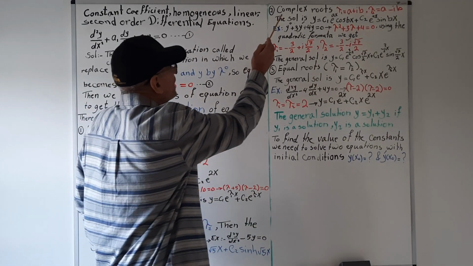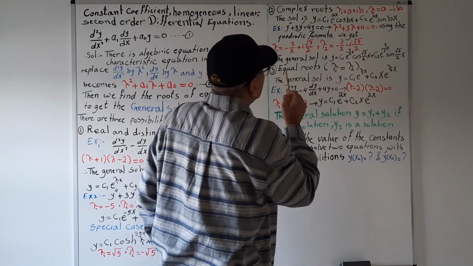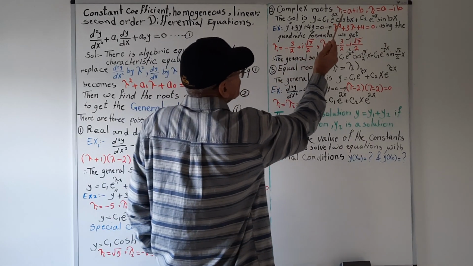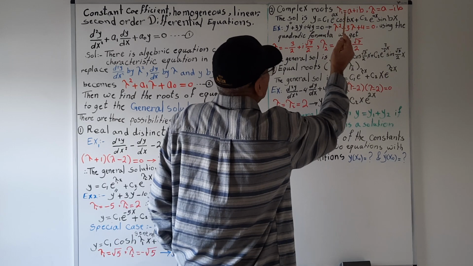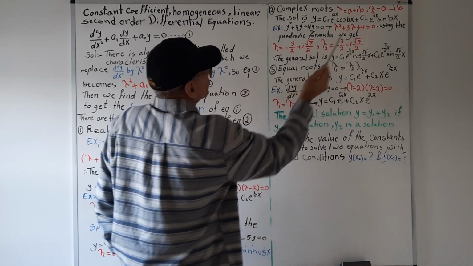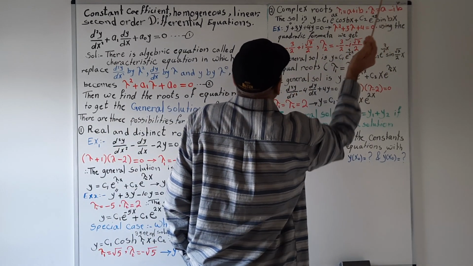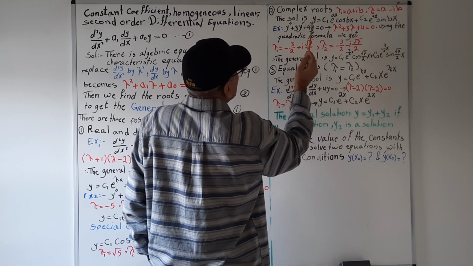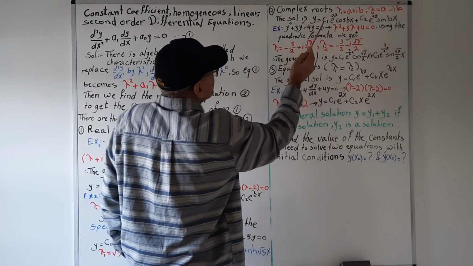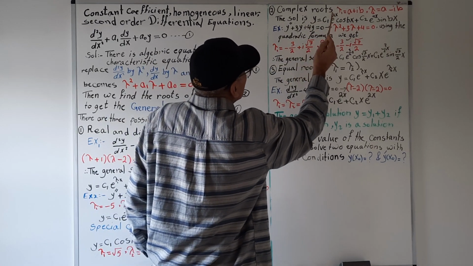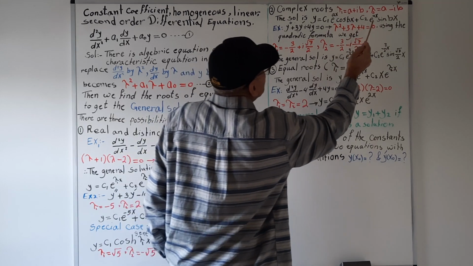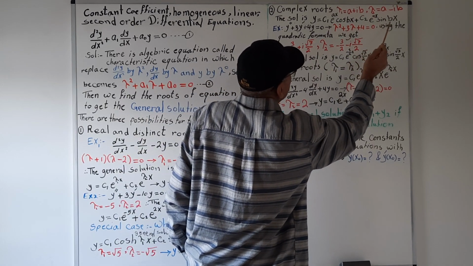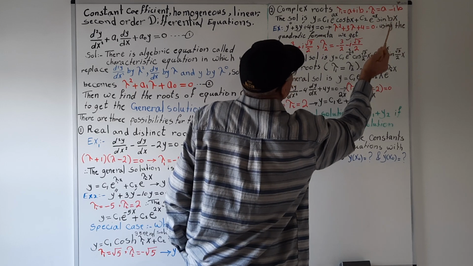The second case is complex roots. So if this is the first root, the second root will be the conjugate of the first root. So the sign changes to minus. And the solution is y equals c1 e to the power ax cosine bx plus c2 e to the power ax sine bx. And here b and here a.